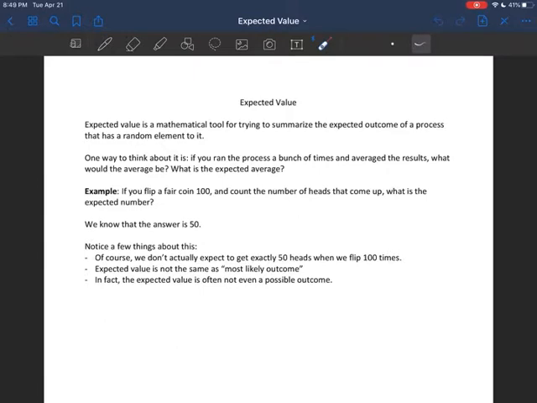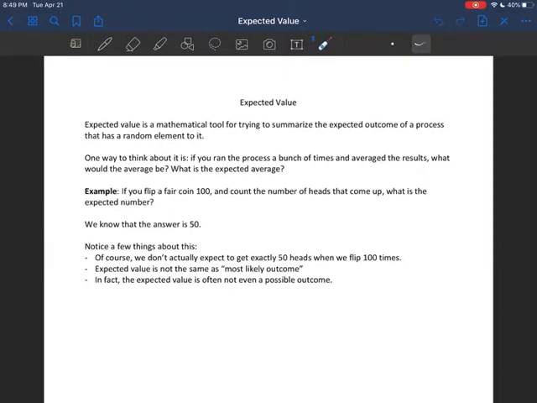So, we're going to be talking today about the concept of expected value, which has come up in the reading in chapter 11. So, basically, expected value is this mathematical tool for trying to summarize the expected outcome of a process that has a random element to it. Now, of course, if a process is random, we're not going to be able to fully capture what's going on with it just from a single number. But it's a tool that helps us to understand a little bit.